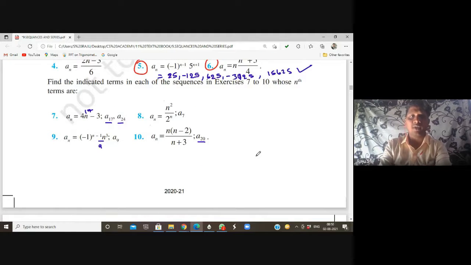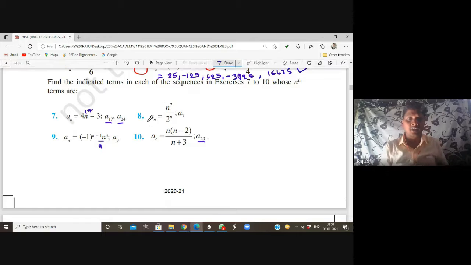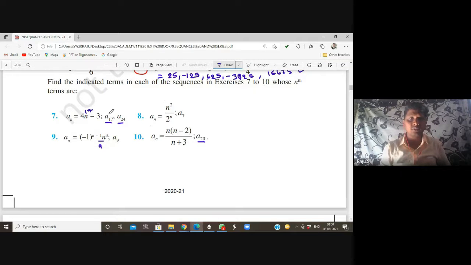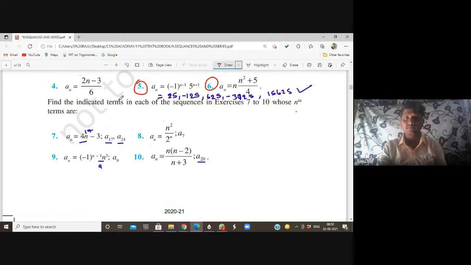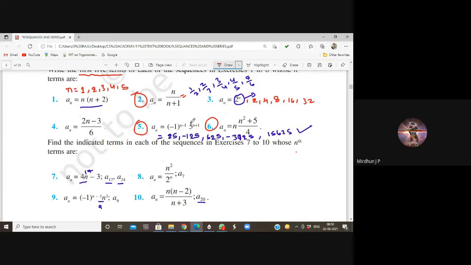I think no one has any doubt till question number 10. What is the 17th term here? Substitute 4 into 17 minus 3. Sir, can you do the fifth sum alone, sir? Fifth sum? Sixth one. Right.